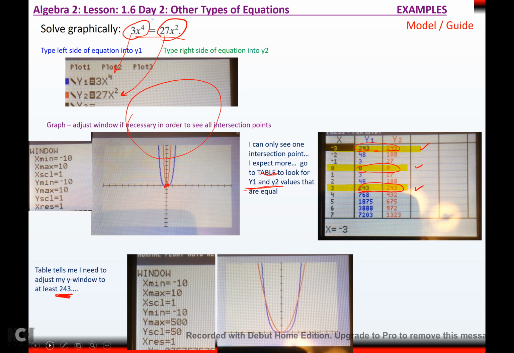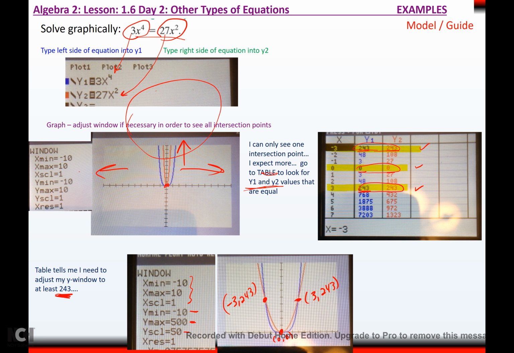So go to window, and I set it. I kept my x's the same because I don't need to see any wider. But my y's I need to see farther up, so I kept my y min at -10, changed my max to 500, and counted by 50s. And the more you do this, the more comfortable you'll get at picking your window values. And now I can see, and we can see, all three intersection points. There's my -3, 243. There's my +3, 243. And there's my 0, 0.